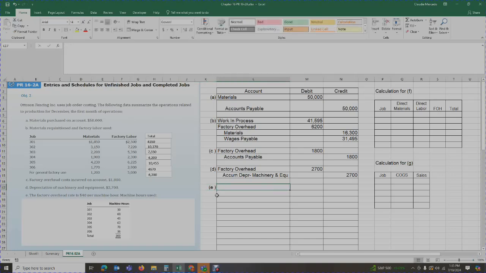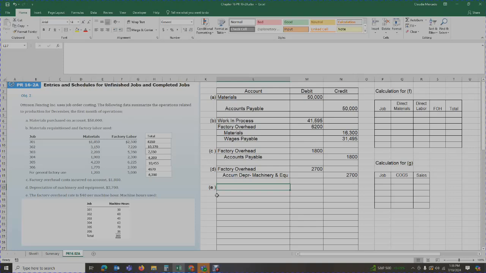Letter E. The factory overhead rate is $40 per machine hour. So we are using some type of machinery to manufacture our goods, and we have to calculate the machine hour cost for using those machines. The overhead rate is $40 per machine hour, and then they give us the machine hours per job. For job 301, we used it for 30 hours. For job 302, we used it for 60 hours. So the cost is going to fluctuate based on the number of machine hours used.